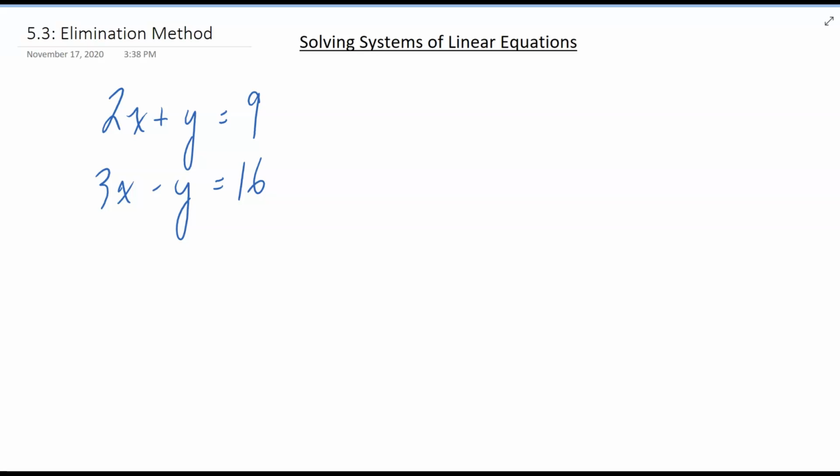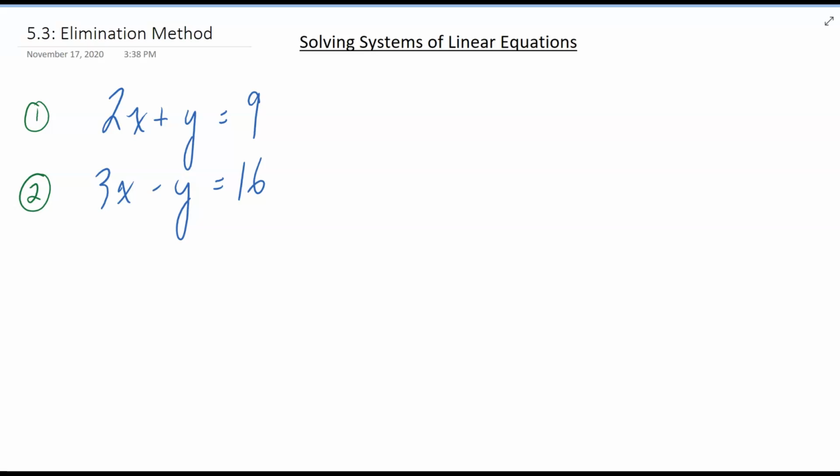So one method for solving a system of linear equations with two equations and two unknowns, which is what I have here. I have two equations and I'm numbering them 1 and 2. And we have two unknowns, x and y. And one method for solving them is to use the elimination method.